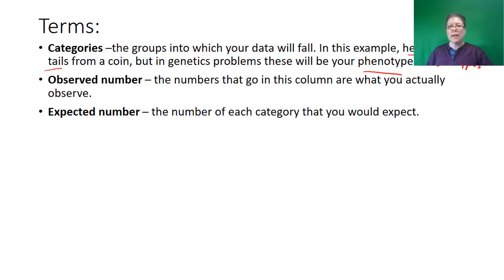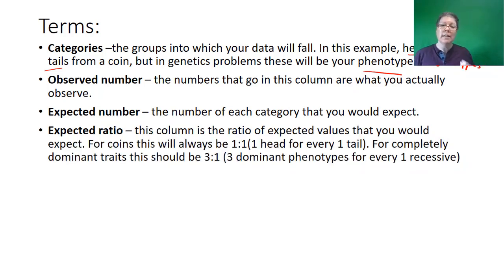The next one is the expected number. This is what you expected for the numbers for each one of those categories based on the expected ratio. Right, the expected ratio column, this is where you decide, okay, what do I expect? If this is a monohybrid cross, this is how I think. I close my eyes, I see it in my head. In a monohybrid cross, I would expect 3 dominant phenotypes to every 1 recessive phenotype. 3-to-1 ratio. So depending on what you're looking at, you want to think about what you expect the ratio to be.